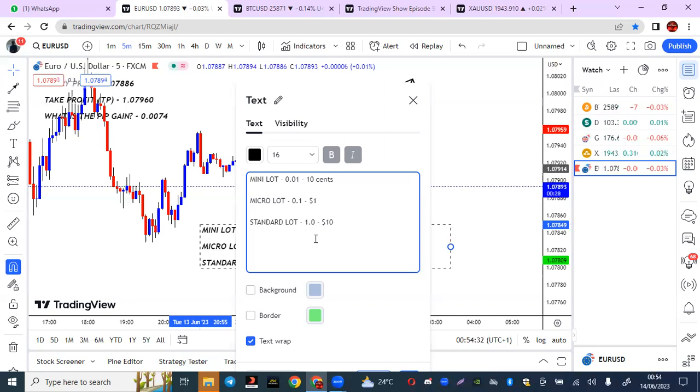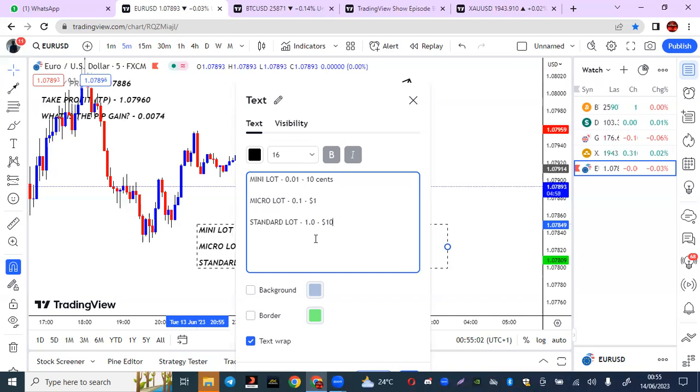So mini lot, 10 cents. 1 pip represents 10 cents when you're using a mini lot. For micro lot, 1 pip represents $1. 1 pip gain or 1 pip loss represents $1 when you're using a micro lot. Then standard lot, 1 pip gain represents $10. Are we together?